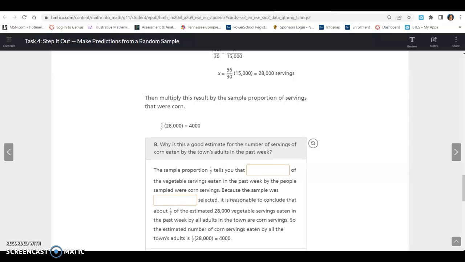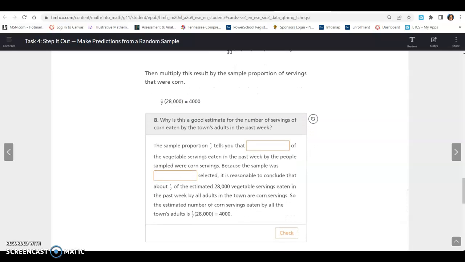So how do we figure out how many of those were corn? It says then multiply the result by the sample proportion of servings that were corn. We know that 1/7 of the servings are corn. So 1/7 of 28,000 is about 4,000.